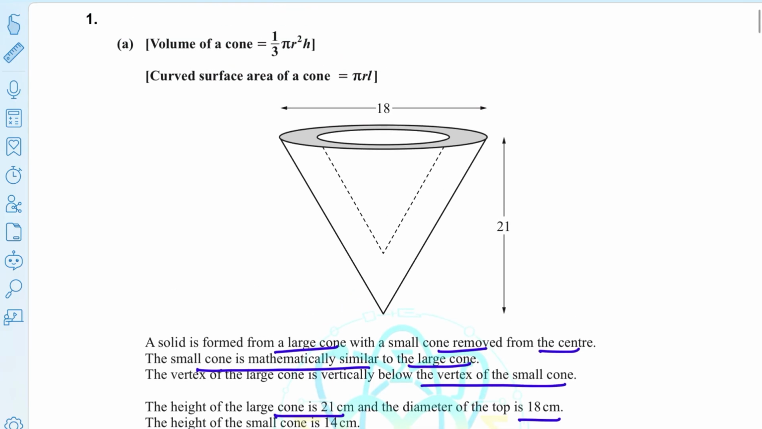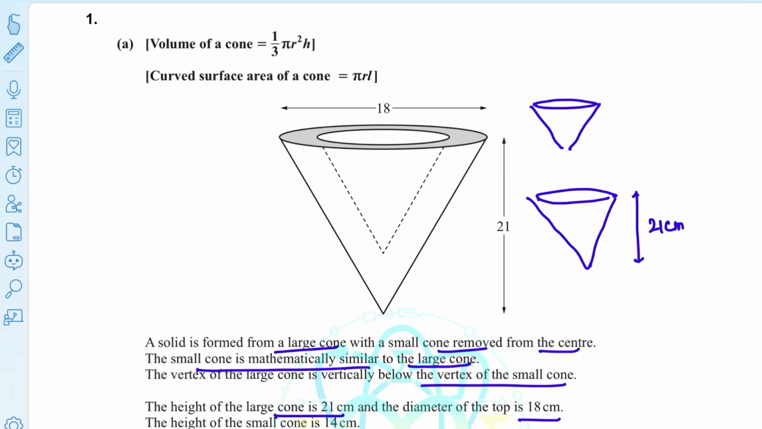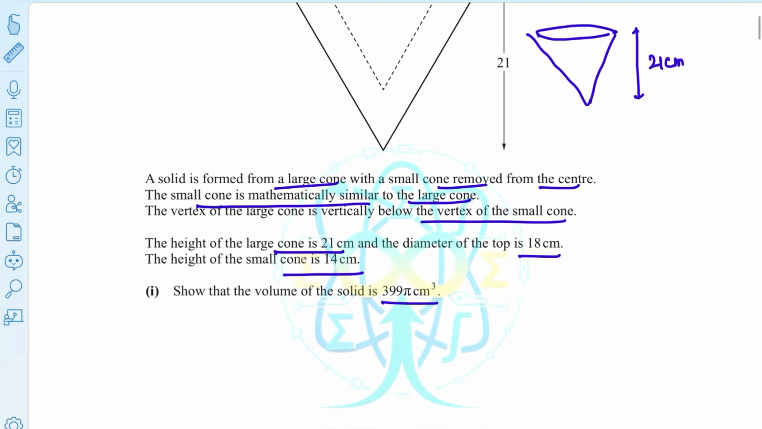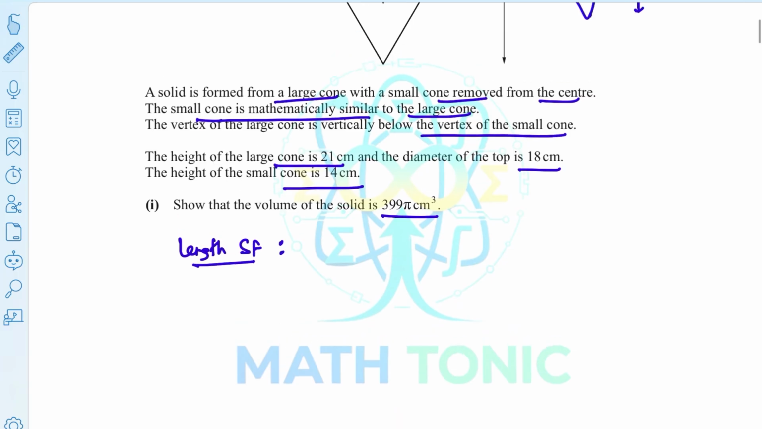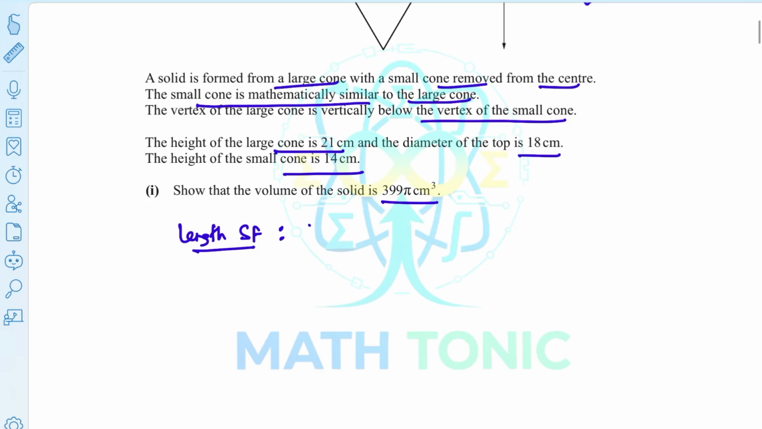If you read the question carefully, here we have two cones. One is the smaller one like this, and one is the bigger one like this. This height is 21 centimeter and this height is 14 centimeter. Now if I ask you what will be your length scale factor, because all of you know how similarity works, we can say the length scale factor will be 21 over 14. So this is the length scale factor we have.